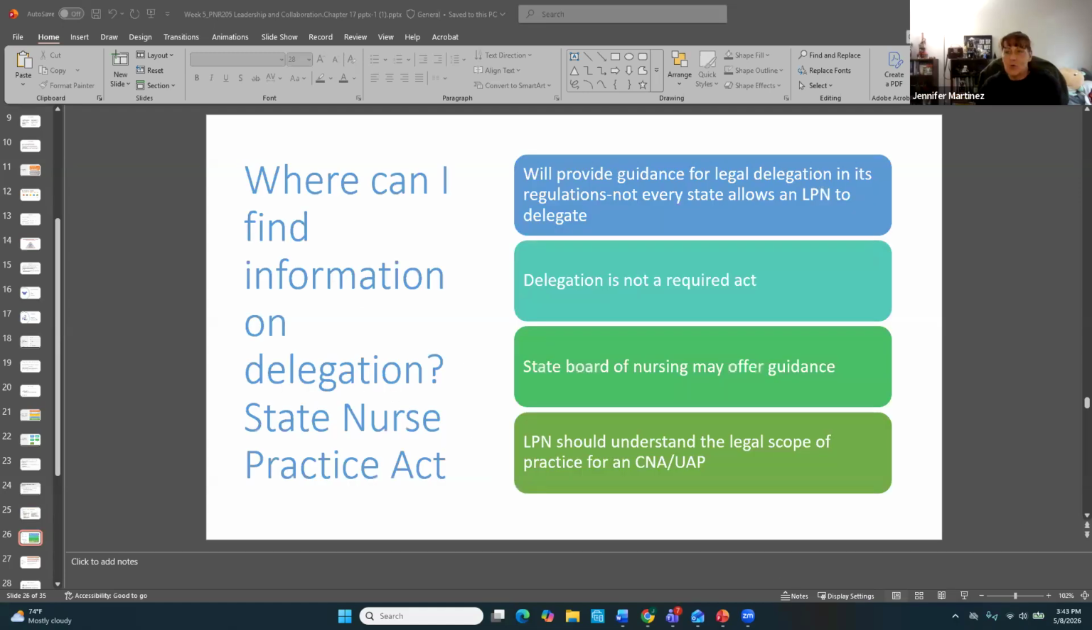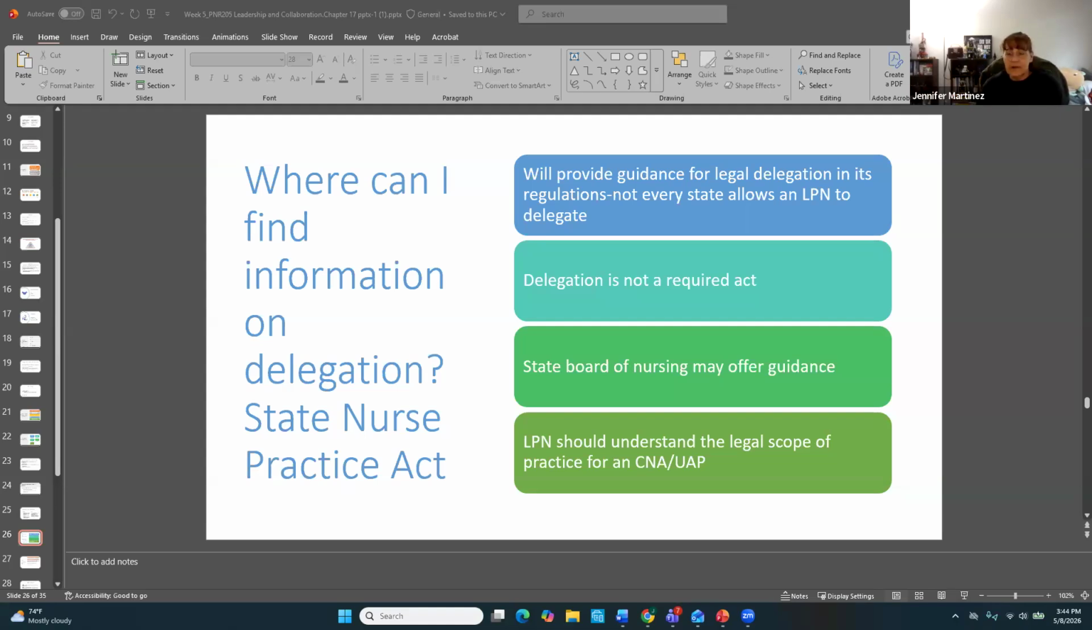Where do you find information about delegation? I'm going to say this right here: your Nurse Practice Act. I've said it a couple hundred times probably over the last 5 weeks, so you really need to look at your Nurse Practice Act. Not every state allows an LPN to delegate, so be very mindful of that. That is another reason why you really need to look at your Nurse Practice Act to make sure that it is okay for you to delegate.